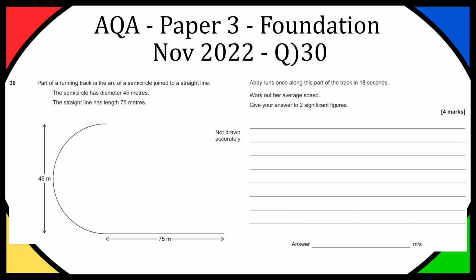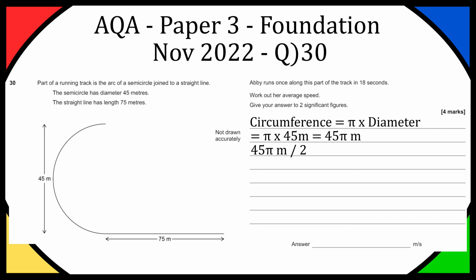So the circumference of a circle, that's the distance around the whole circle, is equal to pi times diameter. Obviously we're not working with a full circle, we're working with a semicircle. So if we find the distance around a whole circle, we can just divide it by 2 and that will give us the distance around a semicircle. So the circumference of the whole circle would be pi times 45 meters because we're just doing pi times diameter. So that's going to give us 45 pi meters, and then we're going to divide it by 2 because we're working with a semicircle, so 45 pi meters over 2 is 22.5 pi meters.